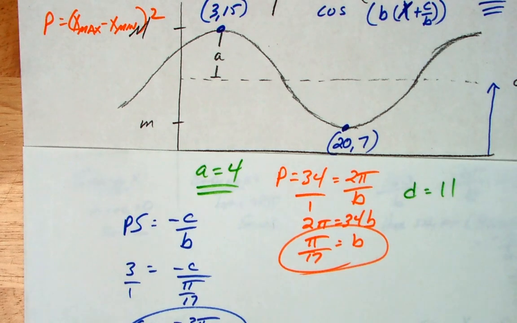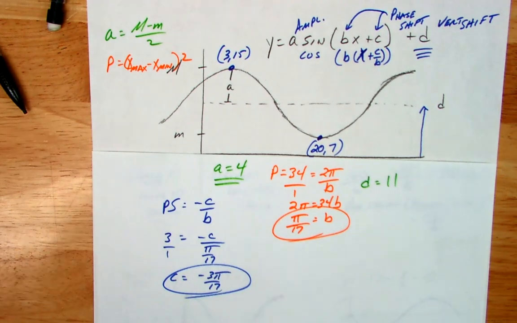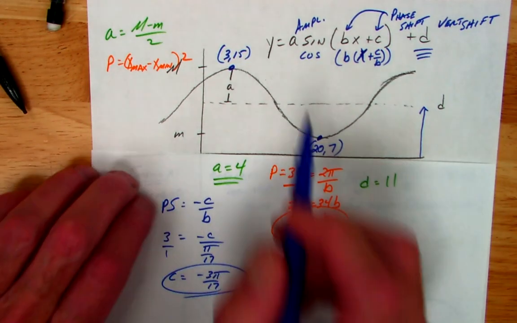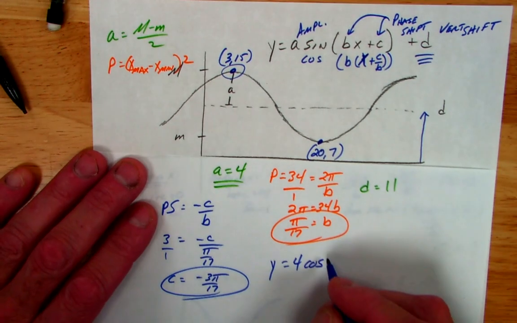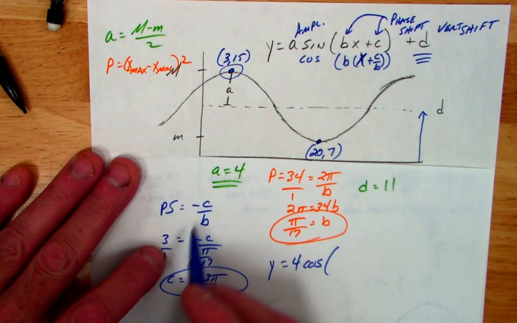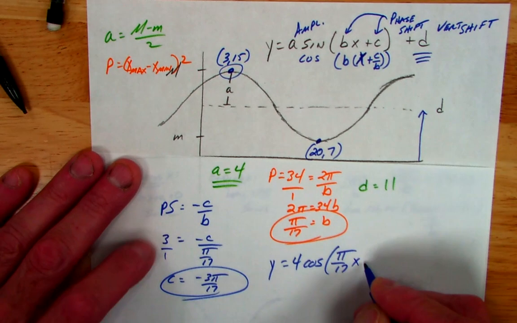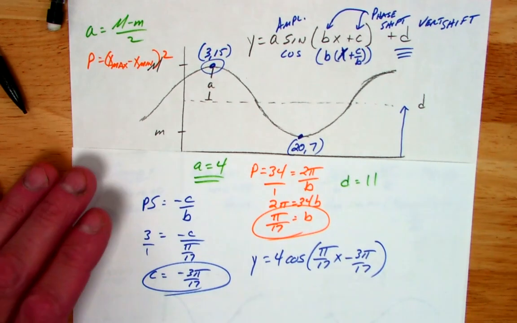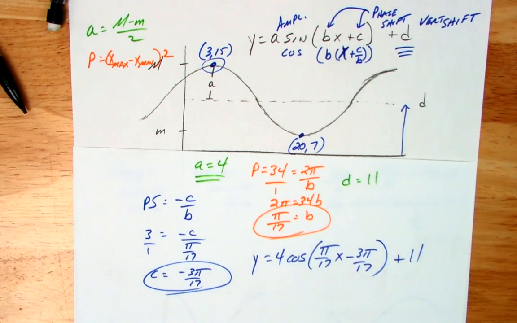And I don't have it zoomed out enough. That's why I wanted to be efficient with our time today, because that's a big ask. So here we go. Y equals, my A is 4. I decided to use cosine because I started up here. Cosine of B, pi over 17, don't forget my X. And then minus 3 pi over 17, and then what? Plus 11. Boom.